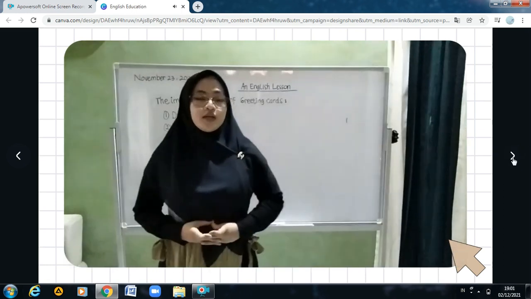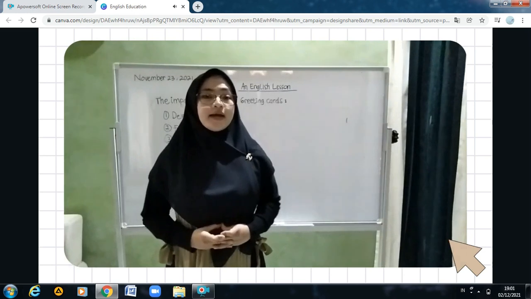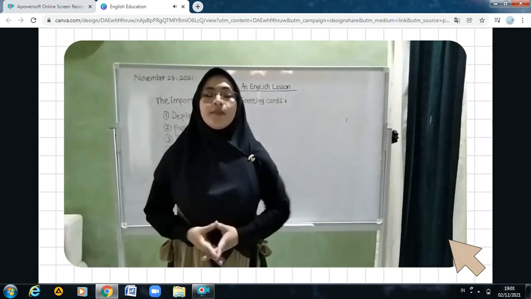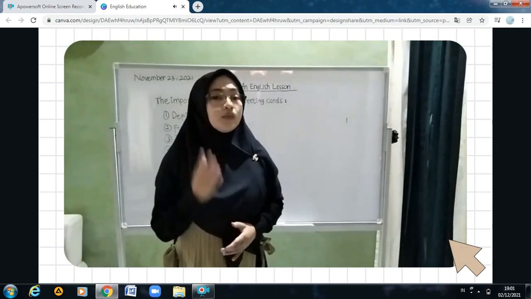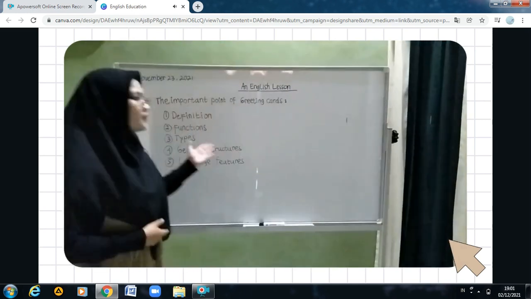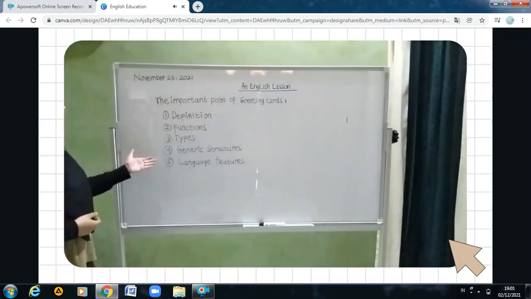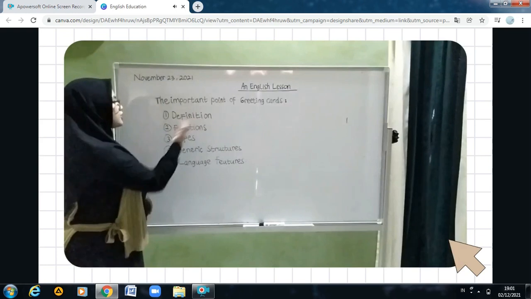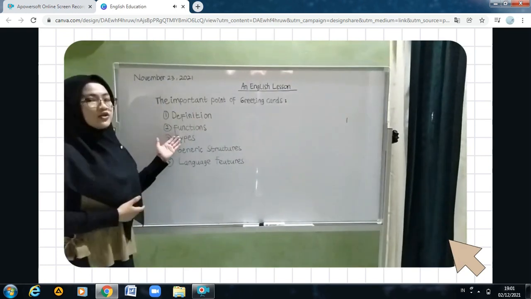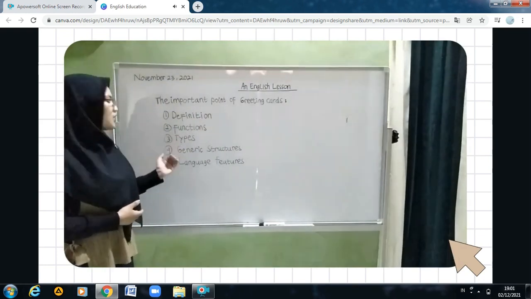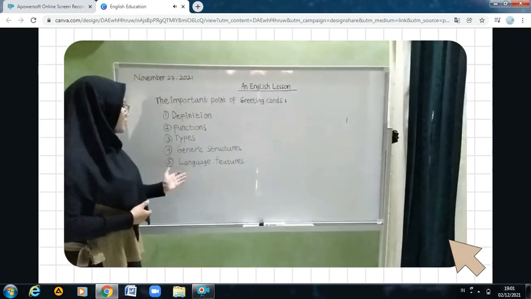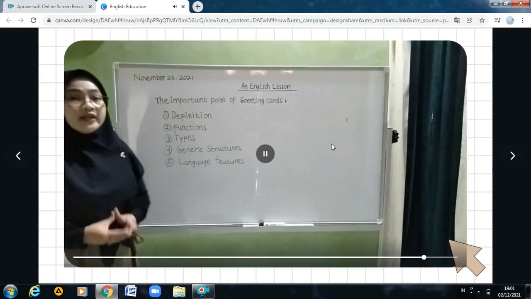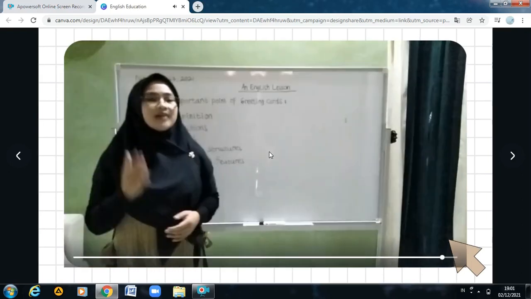Okay, students, besides the vocabularies which are related to our lesson today, there are some important points of reading card that we will study today. Okay, you can see on the whiteboard here, there are 5 important points from reading card. The first one is definition, the second one is function, the next one is types, the fourth is general structure, and the last one is language feature. And these are all the important points of reading card that we will study today.